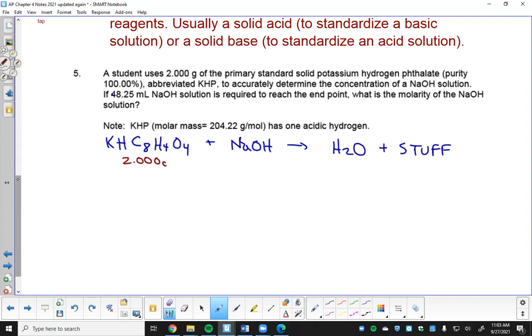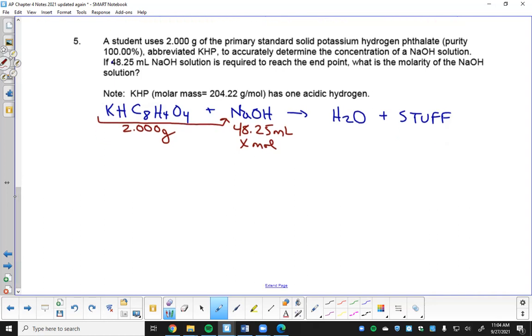2 grams of this reacts with 48 of this. I want to know how many moles of that it is so I can figure out the molarity and standardize that sodium hydroxide solution. We're going to use the primary information for the sodium hydroxide we are standardizing.